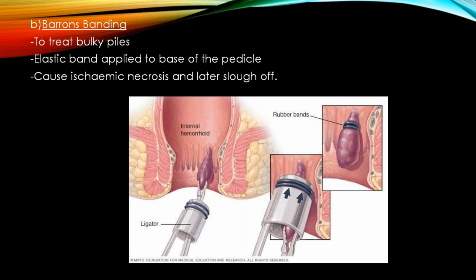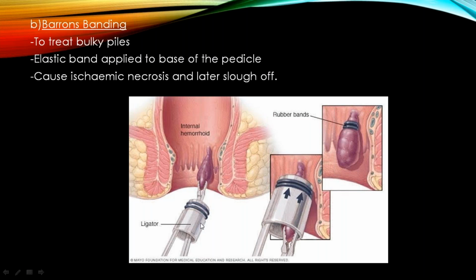So next is the Barron's banding. Here you can see the Barron's band. These techniques we are usually not doing here. They are done in higher advanced centers. This Barron's banding indication is to treat bulky piles.